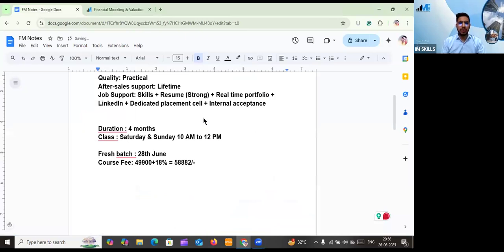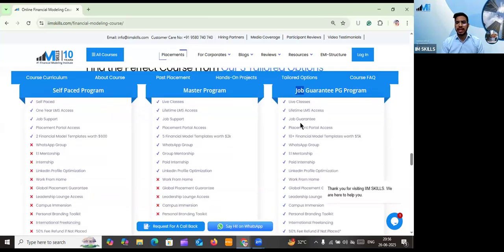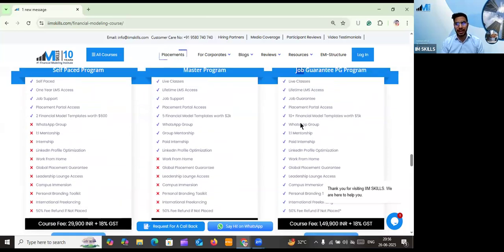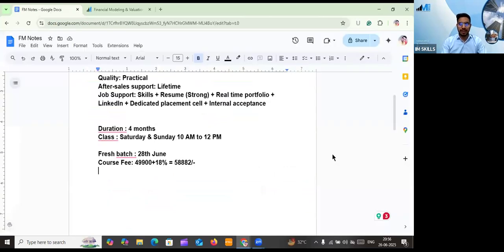And the final course that we offer is the Job Guarantee PG training program. This is where we have an international collaboration with the UK-based university, Lisbon University. If anybody is targeting international opportunities or international freelancing, or is looking for a job guarantee, they can go ahead with this training program, which costs 1,49,900 plus GST. So the final fee for the Job Guarantee PG program comes to INR 1,76,882.